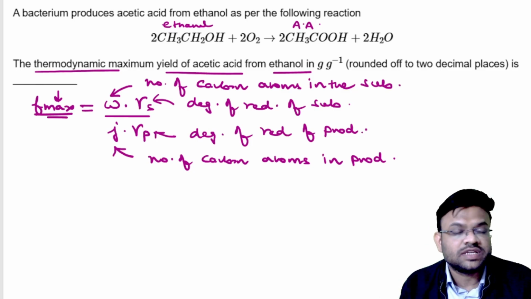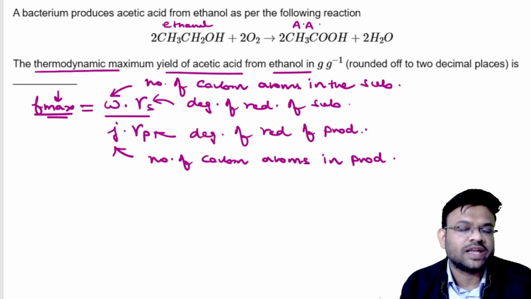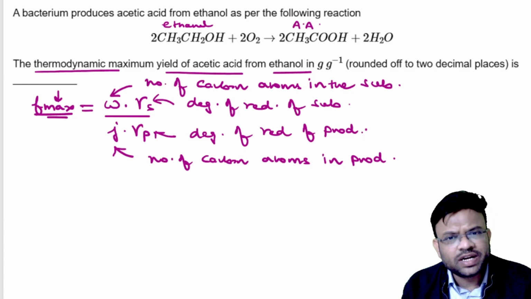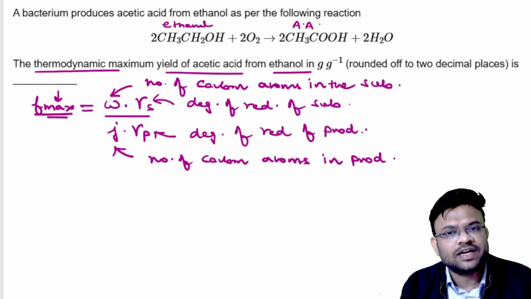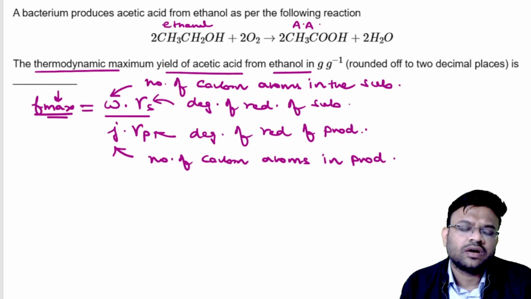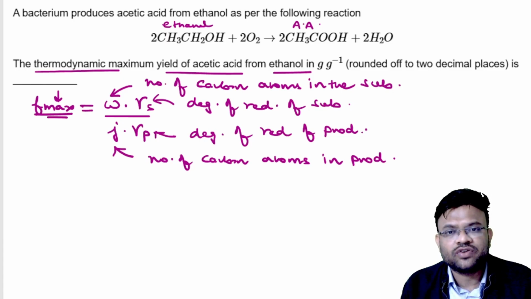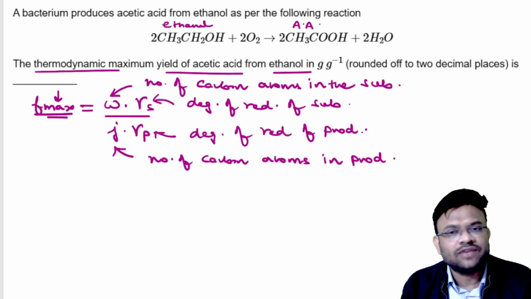Our aim, after calculating the F max value, is to use another formula by which we would get the thermodynamic maximum yield. So let us go step by step and first calculate the F max value. Before that, let me find out the molecular weight of ethanol and the molecular weight of acetic acid, and then we would calculate the available electrons, and then use the formulas to get to the desired results. There are multiple steps to this particular problem.